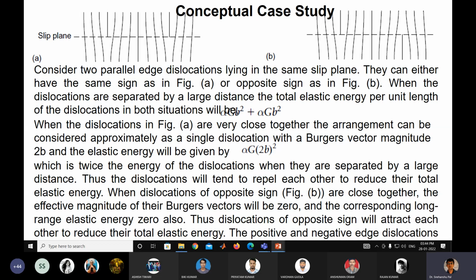When dislocations of opposite sign are close, the effective magnitude will be 0, and that actually reduces the elastic energy, and that actually reduces the scenario where the positive and negative dislocations try to come close and annihilate each other. So there will be a minimum energy that is 0. So that is the driving force for the attraction of two dislocations.